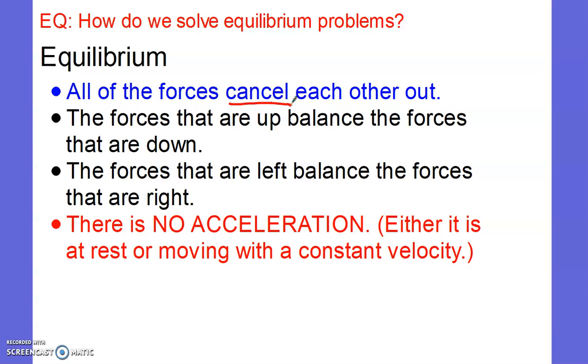That means that the forces that are up are going to balance out the forces that are down, and the forces that are left are going to balance out the forces that are right. Now you can't actually see a force, so how do you know if something is in equilibrium? How do you know if the forces are balancing each other out? And the way to see visually if the forces are balancing out is that there is no acceleration. That means that the object is either staying at rest or it is moving with a constant velocity. Either way, if it is at rest or if it's moving at a constant velocity, we're going to be in equilibrium.